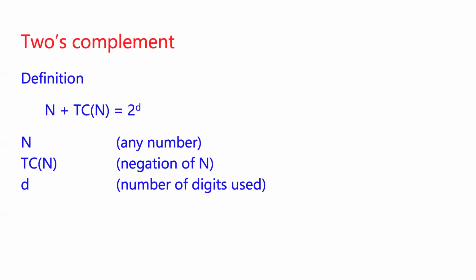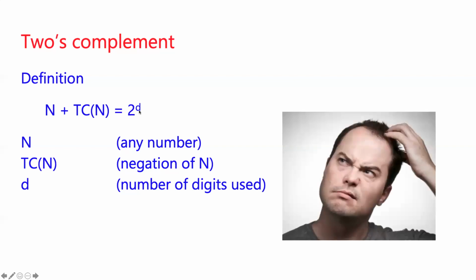Maybe a smaller example would make this easier to think about. If you had a 4-bit number, then 2 to the d would be 2 to the 4. That would be a 1 with 4 zeros after it. So any value plus the two's complement of that value adds up to 1 with a bunch of zeros after it, where a bunch of zeros is really however big your representation is, d bits worth of zeros.